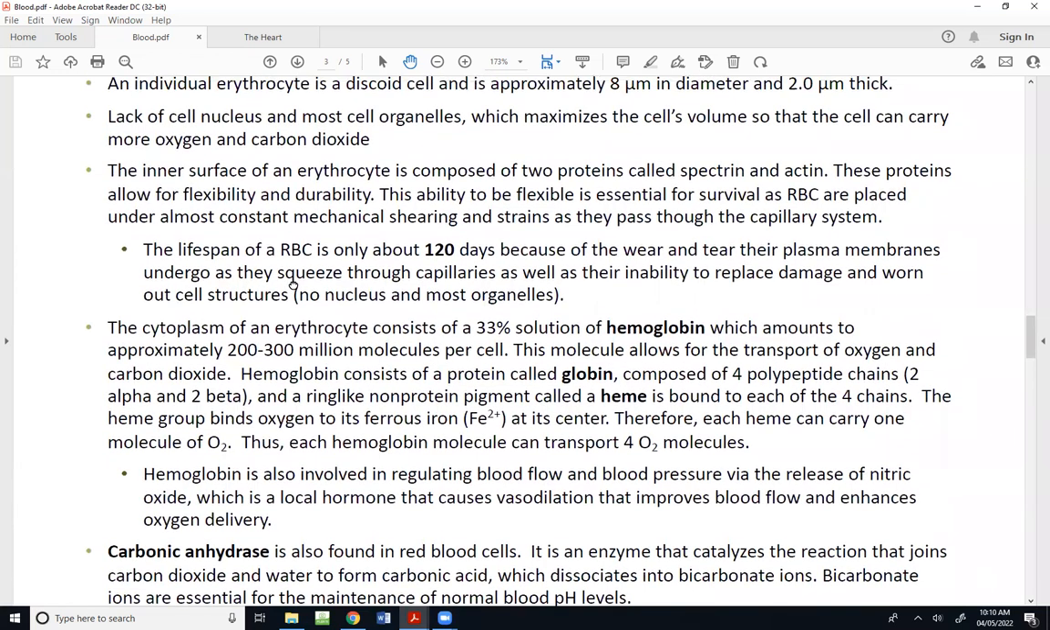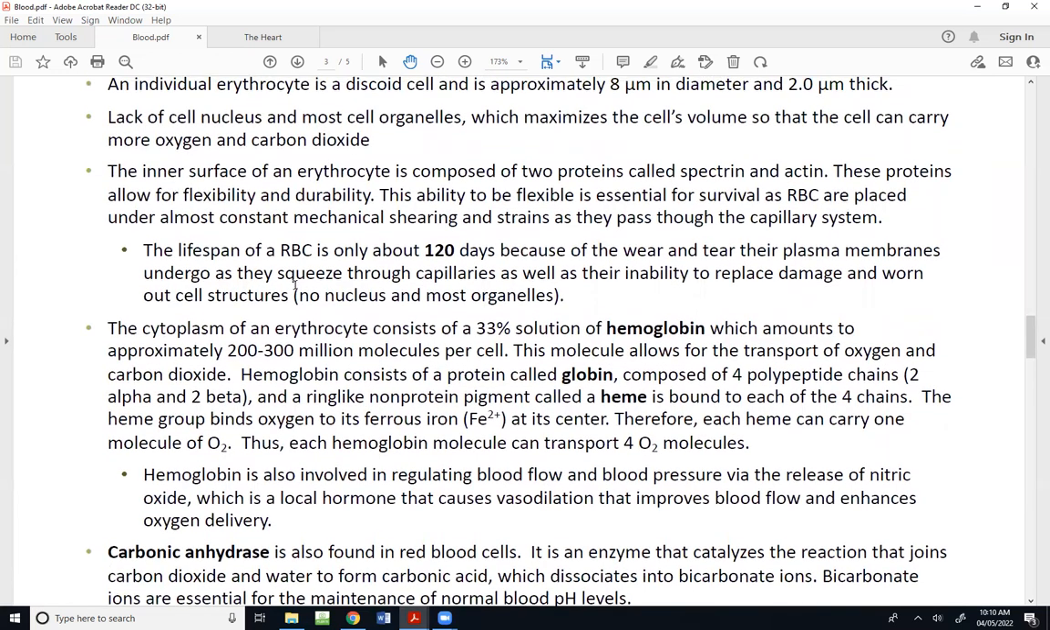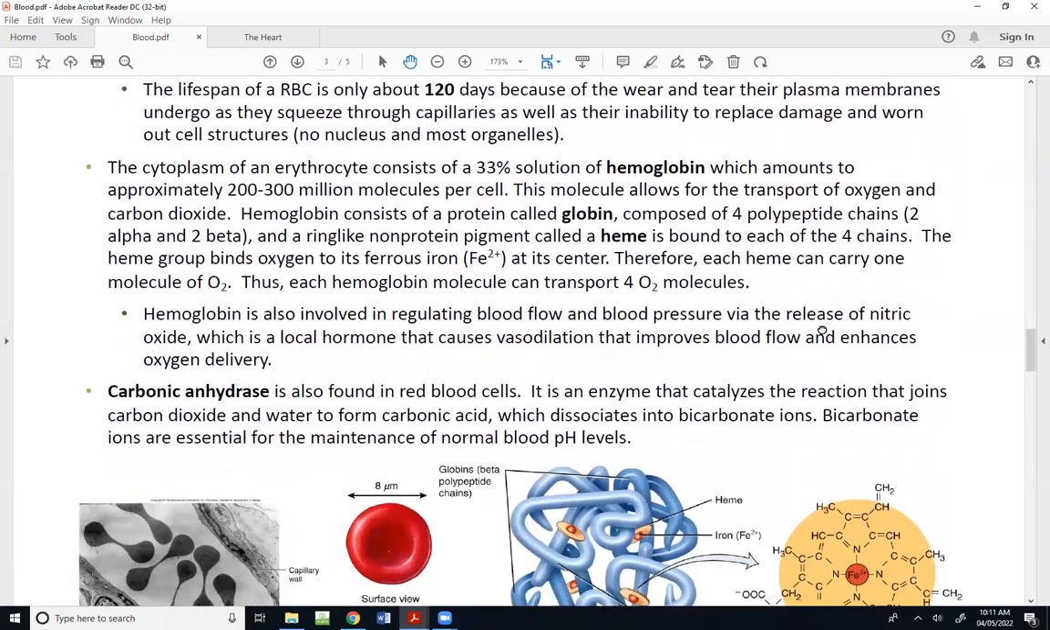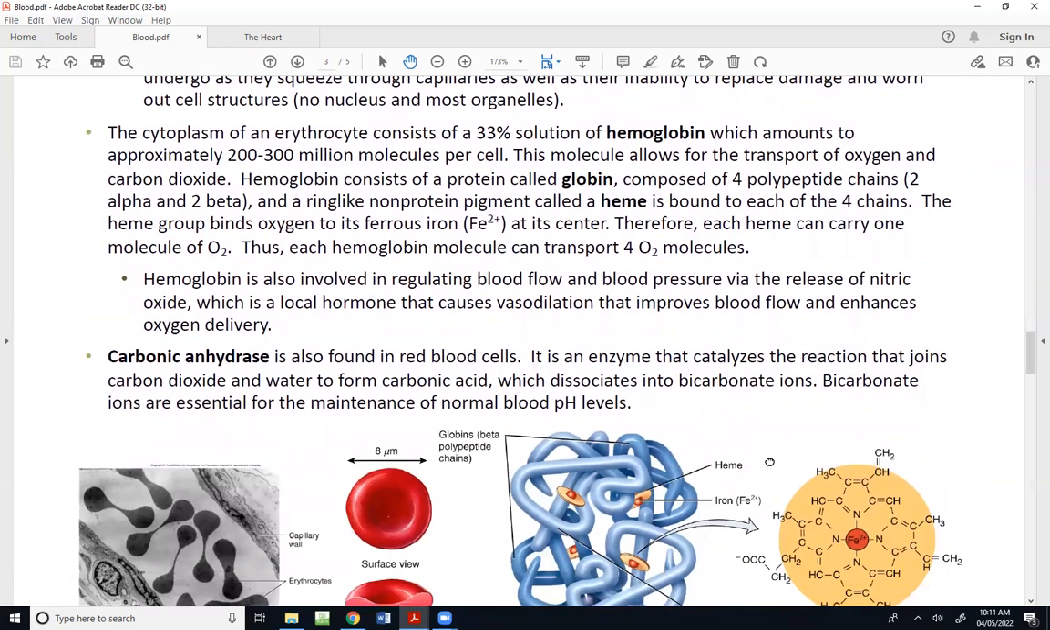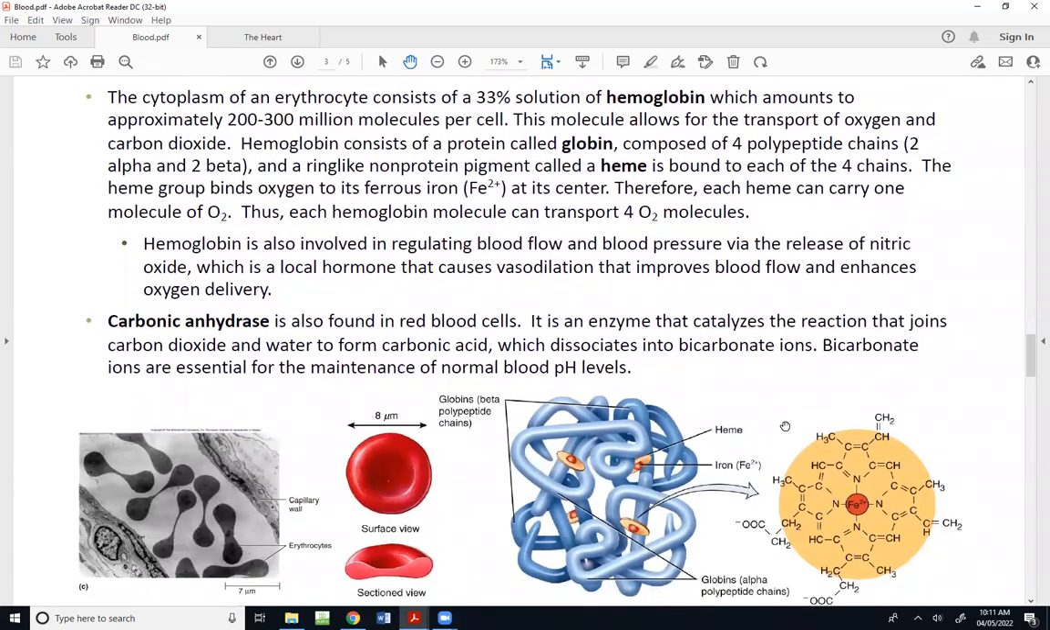Unfortunately, because they have no nucleus in most of those organelles, they kind of get beat up and can't fix themselves. So their lifespan is only about 120 days before they start to break down, as they squeeze through those capillaries, as well as their inability to replace damaged and worn out cell structures. Once again, no nucleus in most organelles. So that's what happens. They just start to break down, but that's okay. They can be removed from our plasma and replaced pretty easily.